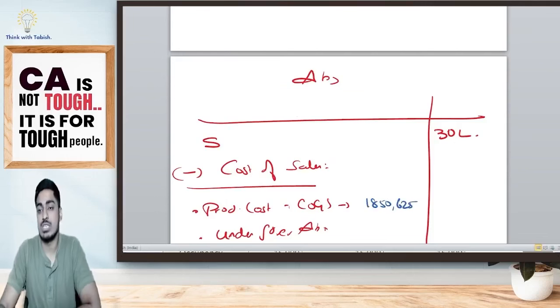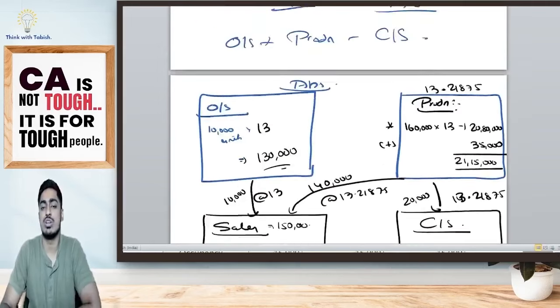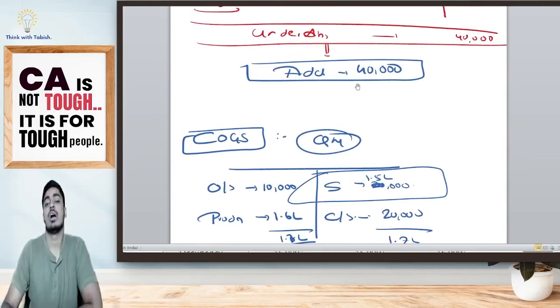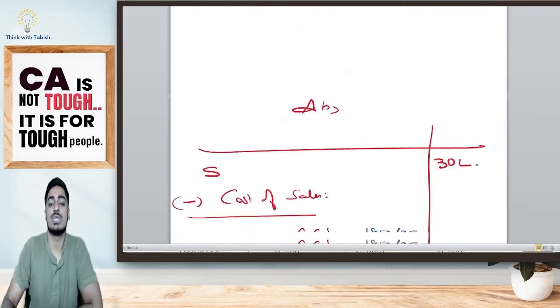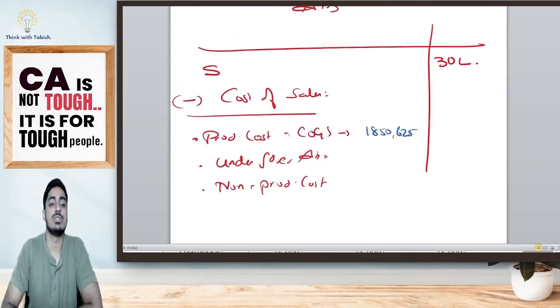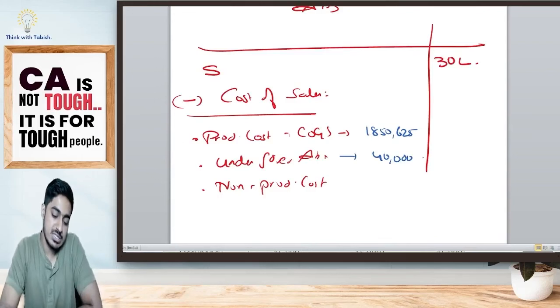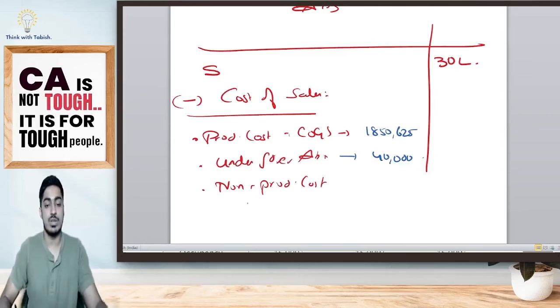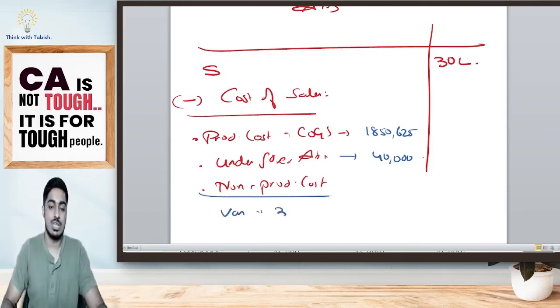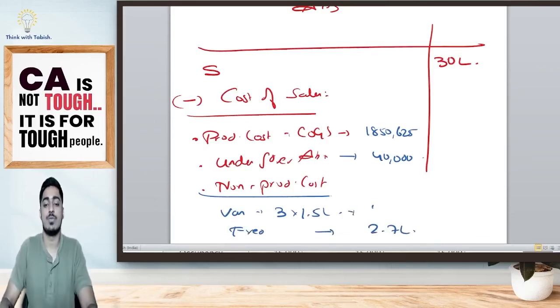Always remember, students, in absorption costing, under absorption is your default adjustment. It should be done. How much under absorption is there? 40,000. We have told that under absorption I will add to my cost. So 40,000 I have to add to my cost. Non-product cost is also there. Fixed cost 3,60,000. Variable selling cost is 3 rupees per unit, and I have sold 1.5 lakh units, so this is 4.5 lakh. Again I have fixed selling cost of 2.7 lakh.